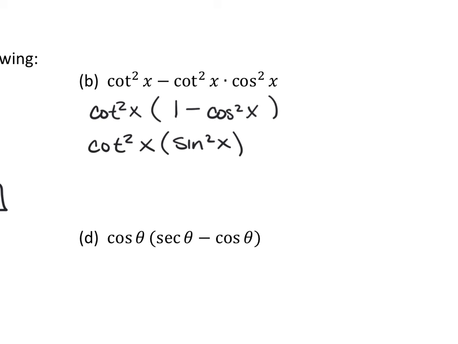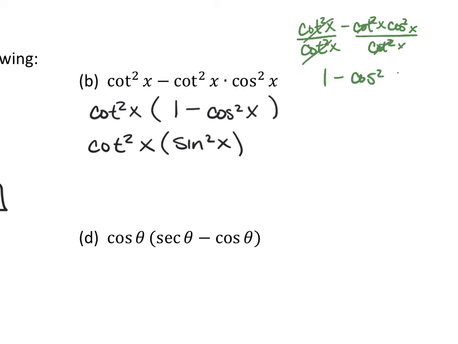Why is it 1 minus cosine squared of x? So I'll show my work on that then. If I have cotangent squared of x minus cotangent squared of x, cosine squared of x, and I divide both of these by cotangent squared of x, because that's what I'm factoring out, these will cancel, become 1. These will cancel, but it leaves cosine squared of x. It's like factoring out a GCF. The GCF just happens to be an entire trig function that's squared.